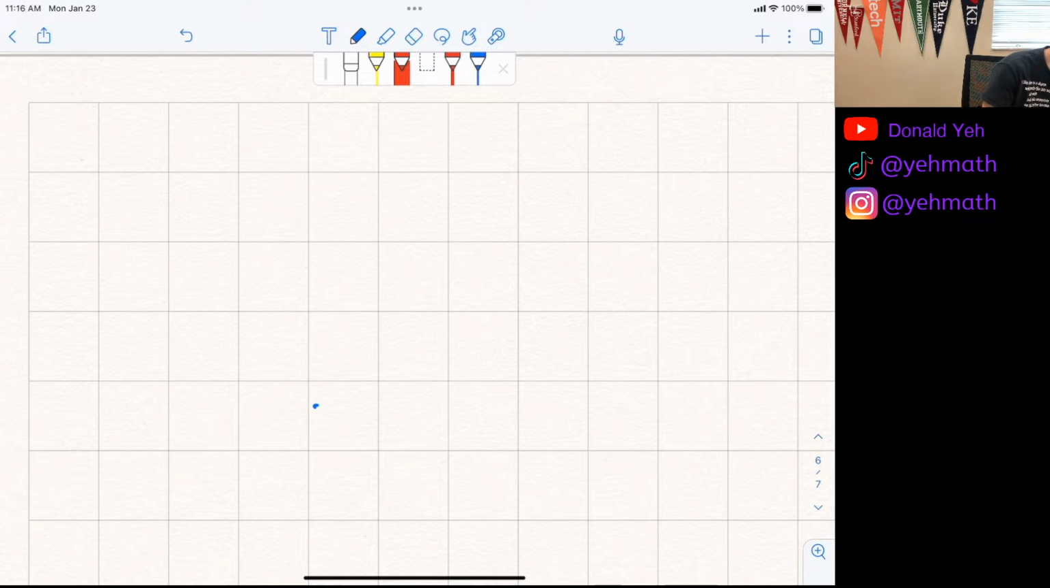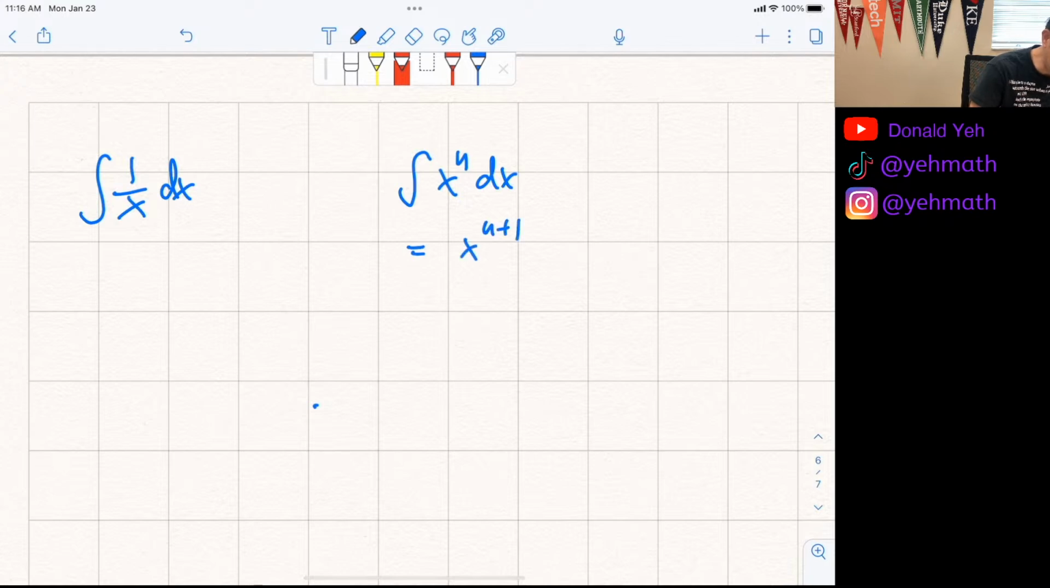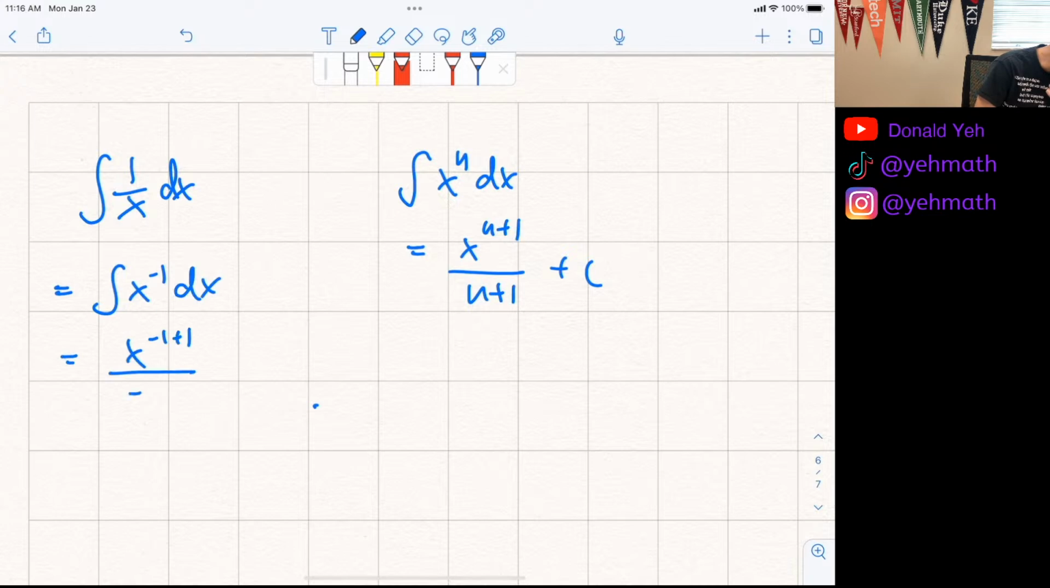Okay, so integration of 1 over x dx. Well, first of all, if you were planning on using power rule, you'll realize this is the only situation where power rule doesn't work. Because the power rule says integral of x to the n dx is equal to x to the n plus 1 over n plus 1 plus c. If you integrate this way, it will not work, because this is the integration of x to the -1, and it is x to the -1 plus 1 over -1 plus 1 plus c. So it'll be x to the 0 over 0. You're gonna see there is a problem here.